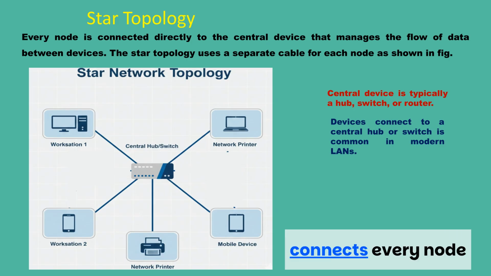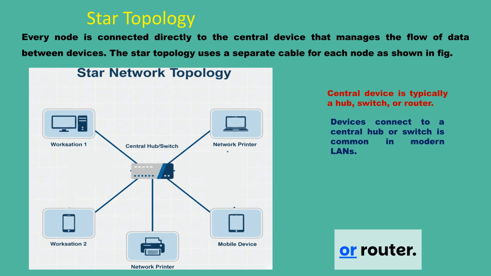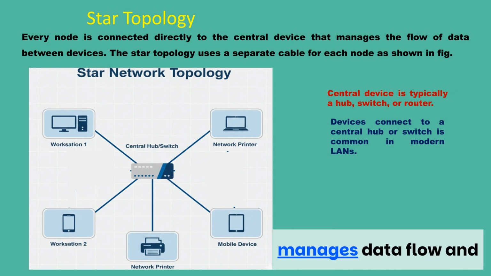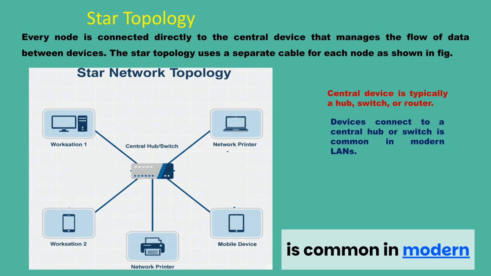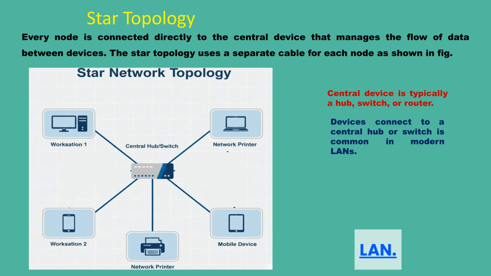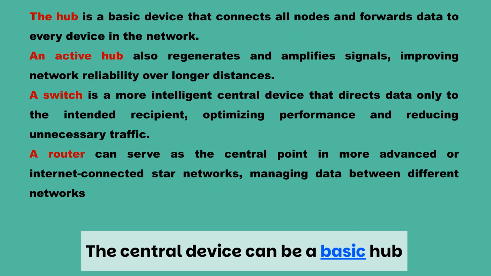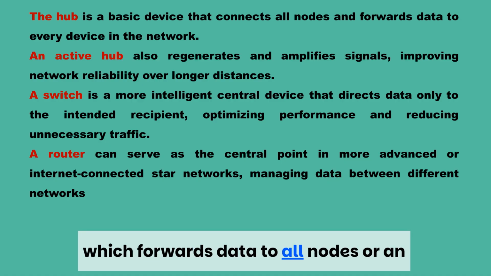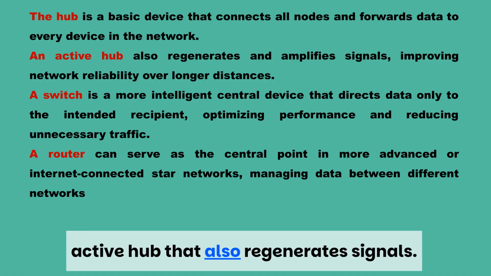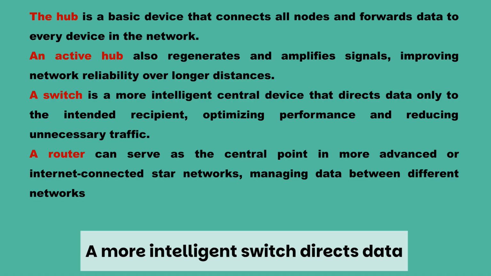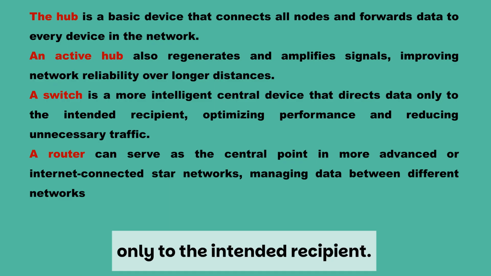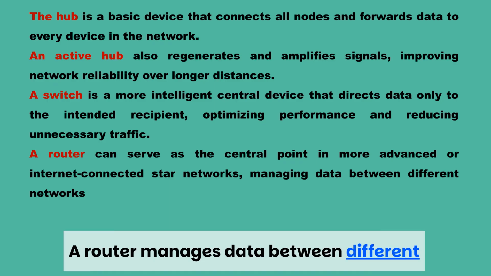Star topology connects every node directly to a central device, which is typically a hub, switch, or router. This central device manages data flow and is common in modern local area networks, or LANs. The central device can be a basic hub, which forwards data to all nodes, or an active hub that also regenerates signals. A more intelligent switch directs data only to the intended recipient. A router manages data between different networks.